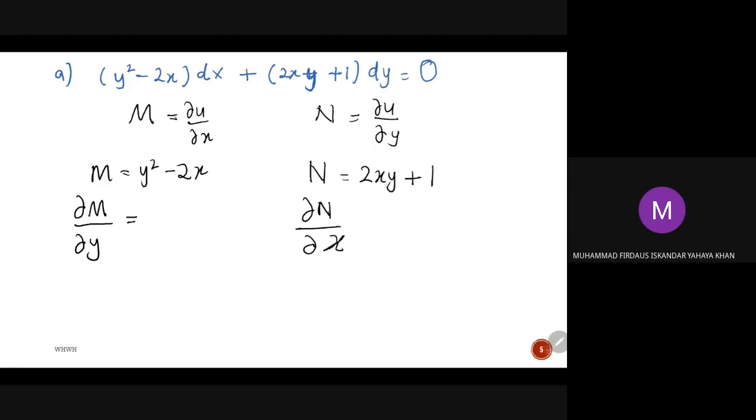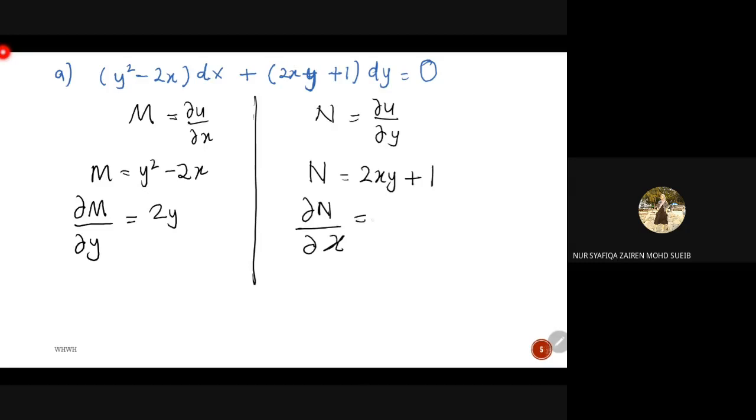Correct. Okay, so now let's quickly do it. Because now everyone understands how to do partial derivatives, right? So this one we have M equals y square minus 2x. So partial derivative respect to y for y square minus 2x, what do you get? 2y minus 0, minus zero. Yes, you just have 2y.